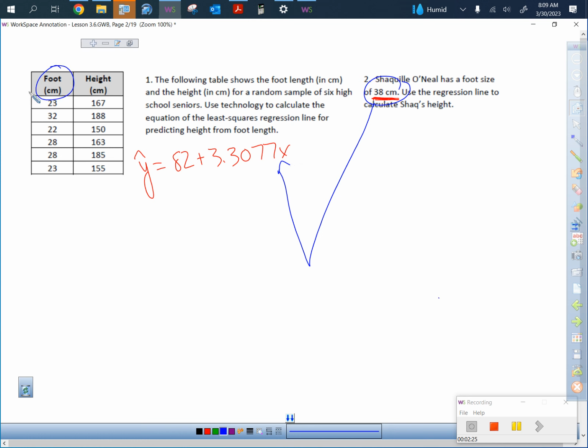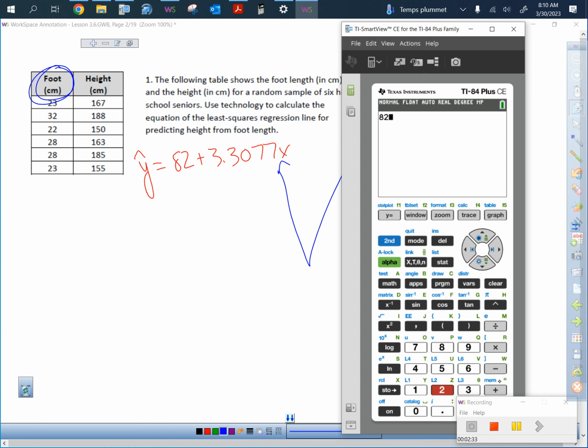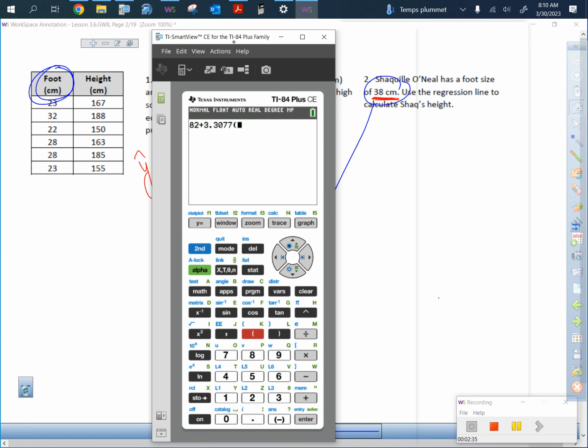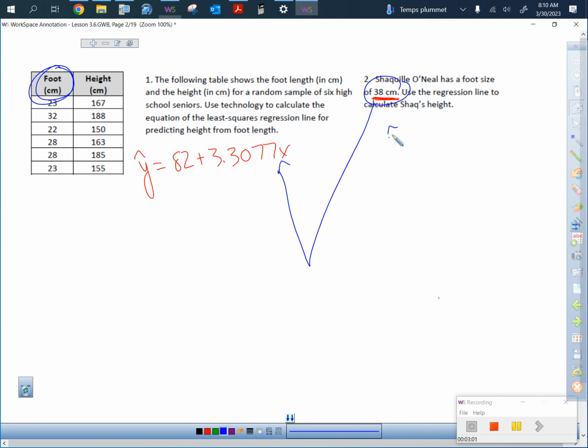So since 38 centimeters is his foot, and that's our x, why don't you grab a calculator? You're probably going to need one of mine, like if we used them last time also. 82 plus 3.3077 times, what was Shaq's foot? 38. This will give us Shaq's height in centimeters. We'll round it to the nearest centimeter, because if you look in the table, they didn't have decimals. So would you call that more like 207 centimeters or 208 centimeters? 208. So I'll say about 208 centimeters.